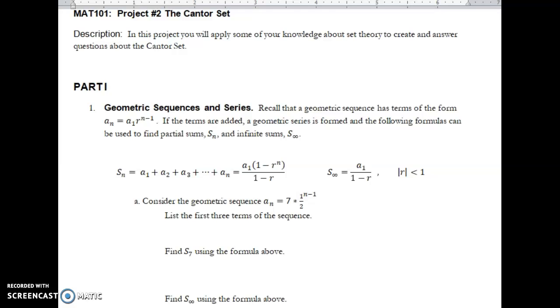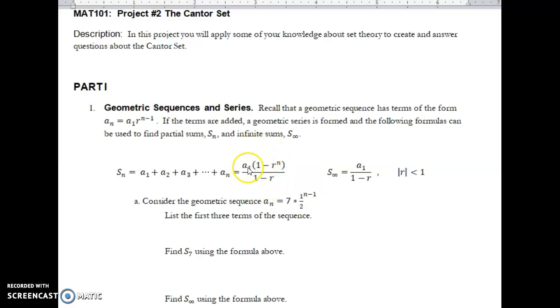We have a formula to help us find partial sums, or S sub n, and infinite sums, or S sub infinity, of the terms of a geometric sequence. So here we have a new formula. The S just stands for sum, n stands for the number of terms of that partial sum, and a sub 1, 2, 3, and so forth represent the terms of that geometric sequence. If we want to add together the first n terms, instead of just listing them all out and then adding them together, there's a formula that we can use.